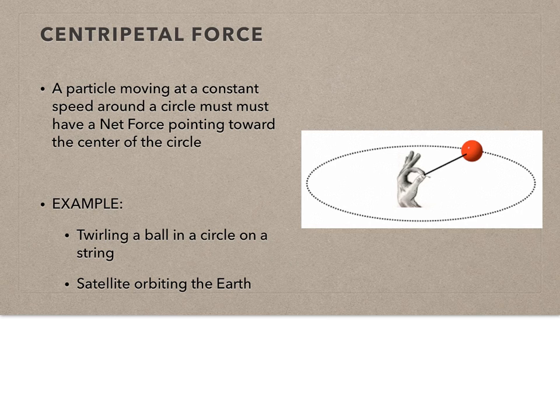Or if we see something going at a constant speed in a circle, we say it must have a centripetal force. And what that really means is it must have a net force to the middle. So an example here: a ball twirling on a string, completely circular at a constant speed, there must be an inward force.